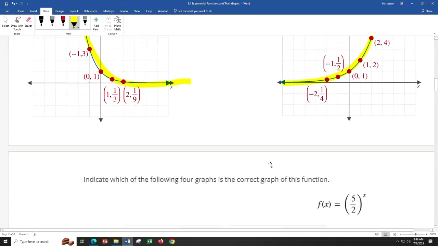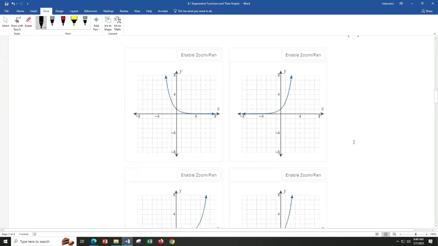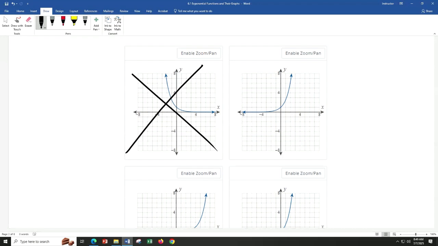Now, do not get fooled by fractions. That is not a small fraction, is it? Is that between 0 and 1? No. You're actually seeing 2.5. So knowing that, here we are. I can at least say, hey, I know it's not that one, because that's a decreasing function. That's only going to look that way if it's between 0 and 1. But now you've got to start figuring out which of the other ones it is.